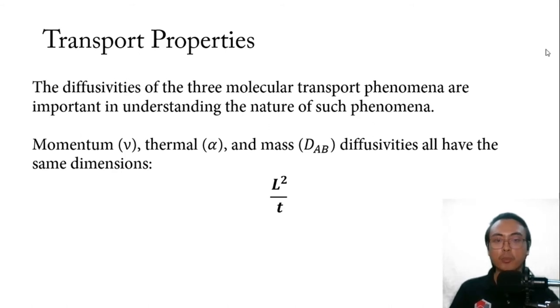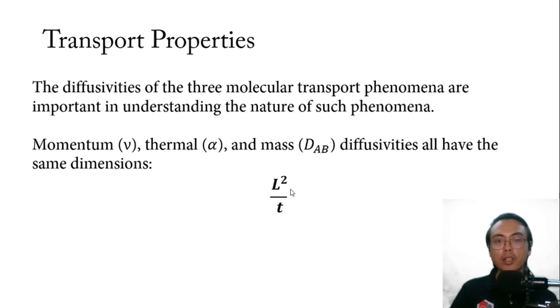Next, transport properties. Transport properties are very important because they allow us to quantify the rate of transfer. Transport properties include diffusivities. The diffusivities of the three molecular transport phenomena are important in understanding the nature of such phenomena. So we have three diffusivities: momentum, thermal, and mass diffusivities. They might be different in their definitions, but they have the same dimensions. Their dimensions are length squared over time.